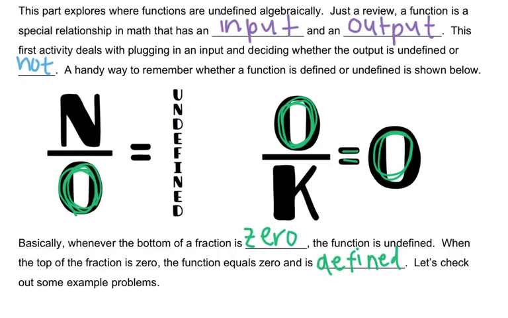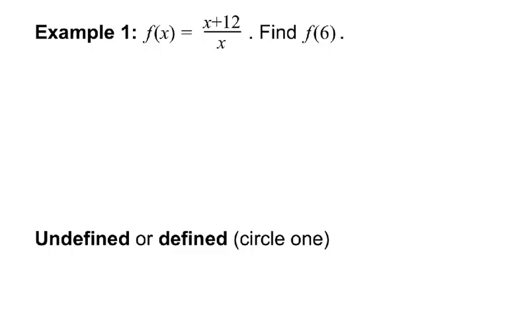Let's check out some example problems. So example 1, we have f of x equals x plus 12 all over x. Find f of 6. This is just fancy math talk where we need to plug in 6 wherever we see the letter x. Okay, so in those two locations. So I'm going to write this: 6 plus 12 all over 6.